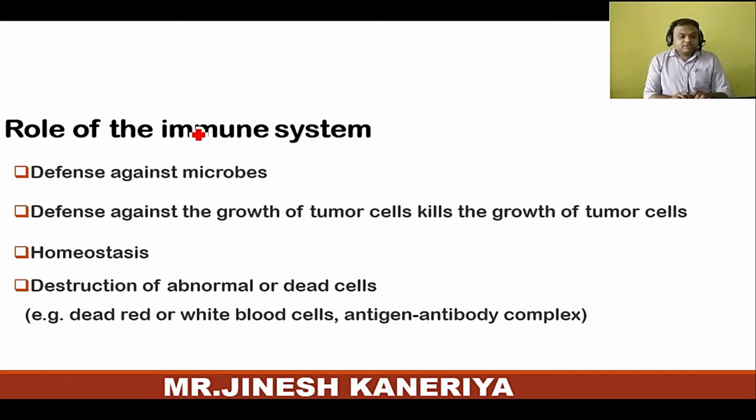Next, what is the role of the immune system? The immune system defends against microbes. It also defends against the growth of tumor cells and kills tumor cells. It's also responsible for the hemostasis condition: whenever there is a rupture of the skin, WBCs, white blood cells, platelets and RBCs aggregate at the site of inflammation and then it is recovered with the help of the homeostasis condition. And destruction of abnormal or dead cells, for example red blood cells, white blood cells or antigen-antibody complexes. So this is the role of the immune system.